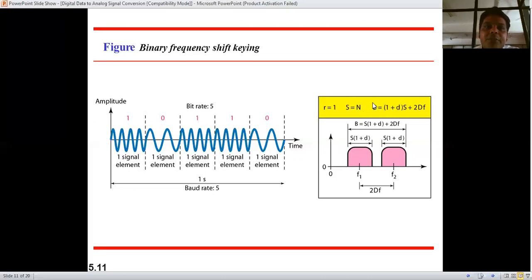Now in the case of frequency shift keying, the bandwidth is calculated as 1 plus d into S. So 1 plus d represents the modulation changes. Due to modulation or due to filtering of the signal, the value of d gets changed. It may be either 0 or 1, right? Only 2 values are possible for this d. It may be either 0 or 1, plus 2 delta f. Now what is this 2 delta f?